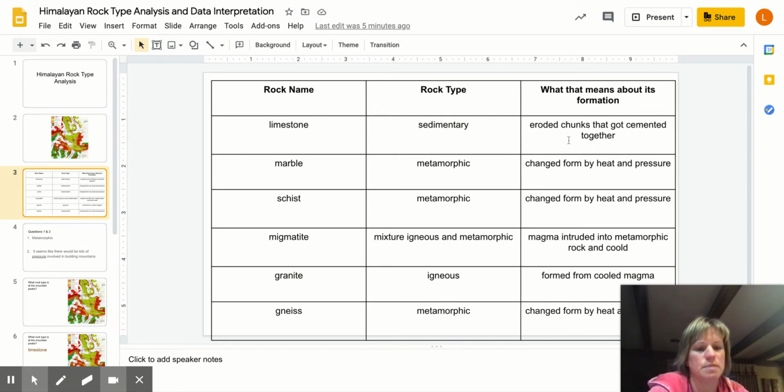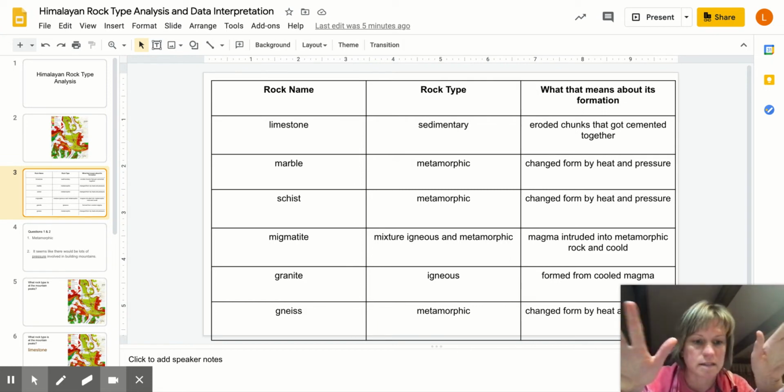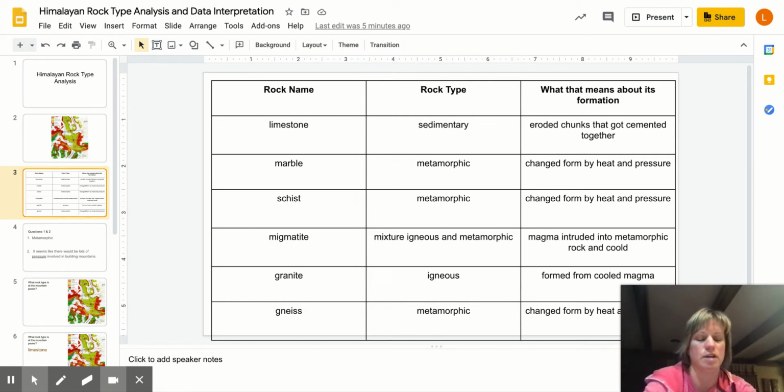Well, what does it mean to be a sedimentary rock? That it had to be eroded chunks that got smushed into layers. And we know that those rocks form at the bottoms of lakes and oceans because rivers take those sediments into the lakes and oceans. Then we had marble in the Himalayan mountains. And marble is a metamorphic rock, meaning that it's changed form by heat and pressure. Then there was another metamorphic rock, which is schist, still changing form by heat and pressure.